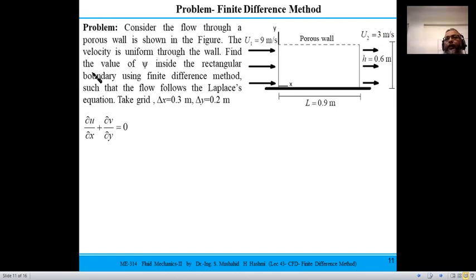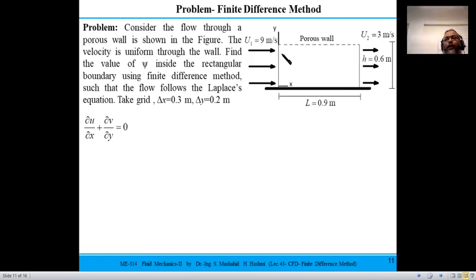And what I need is the value of the stream function inside this rectangular boundary. So this is the rectangular boundary, and I need to know the value of the stream function within that boundary, within this rectangular shape.